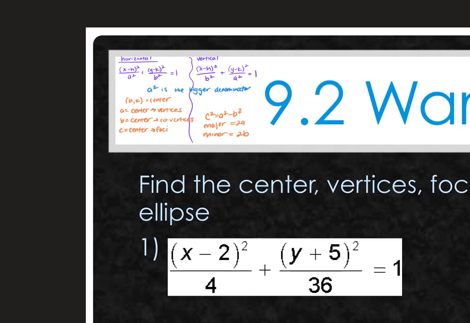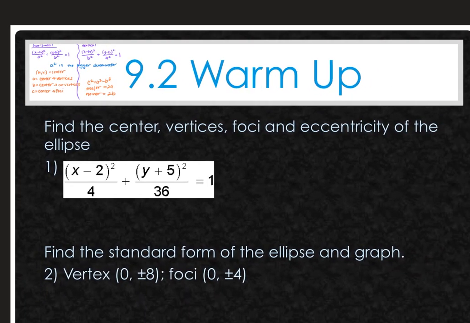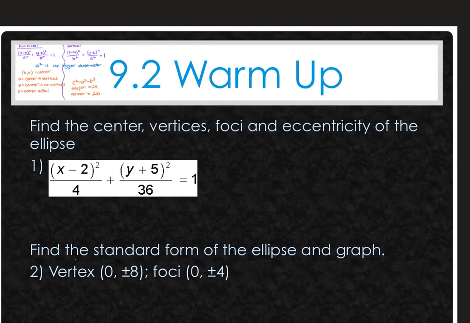So this question said, find the center, the vertices, the foci, and the eccentricity of the ellipse. The eccentricity is what we didn't talk about yesterday, so I took it off your quiz, okay? But we will talk about it today, but I took it off the quiz. Eccentricity is just how round something is. Like the flatter it is or the more round it is. That's all it is, okay?